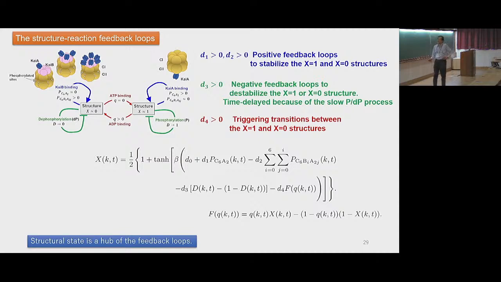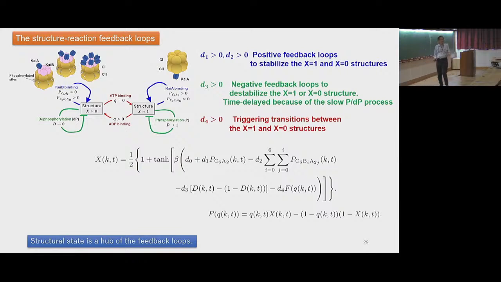But this increase or decrease of D is rather slow, with a time scale of hours. So this gradually develops after the structure switching. So this is a time-delayed negative feedback. And this term destabilizes the X equals 1 or X equals 0 state, depending on how the nucleotide, ATP or ADP, binds. So this is a stochastic variable, destabilizing the X equals 1 or X equals 0 state.